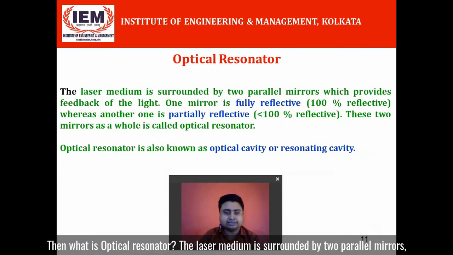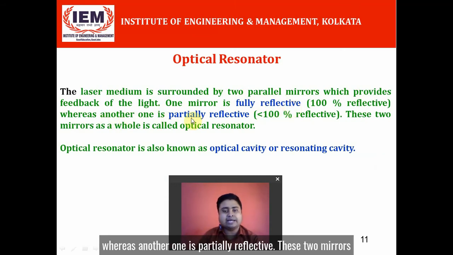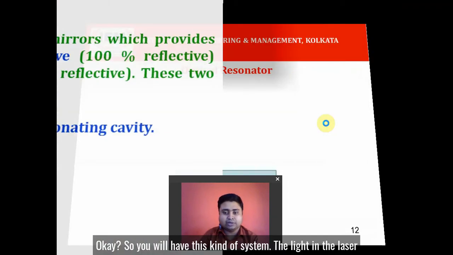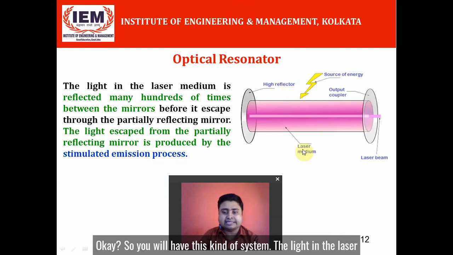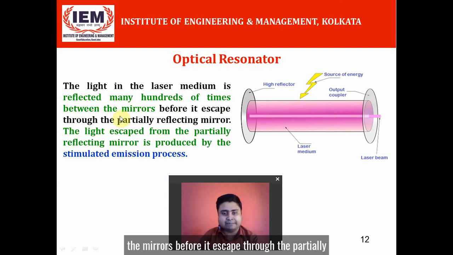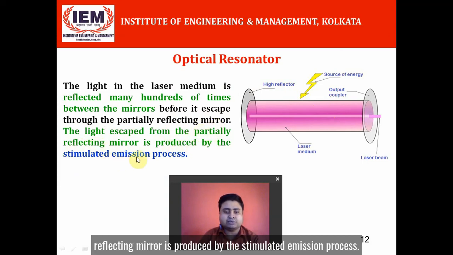Then what is an optical resonator? The laser medium is surrounded by two parallel mirrors which provide feedback of the light. One mirror is fully reflective, whereas the other is partially reflective. These two mirrors as a whole are called the optical resonator. The optical resonator is also known as optical cavity or resonating cavity. So you will have this kind of system. The light in the laser medium is reflected many hundreds of times between the mirrors before it escapes through the partially reflecting mirror. The light escaping from the partially reflecting mirror is produced by the stimulated emission process.